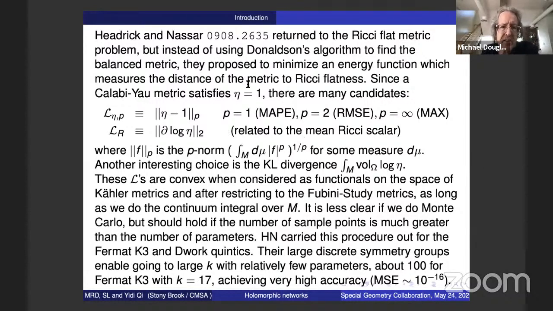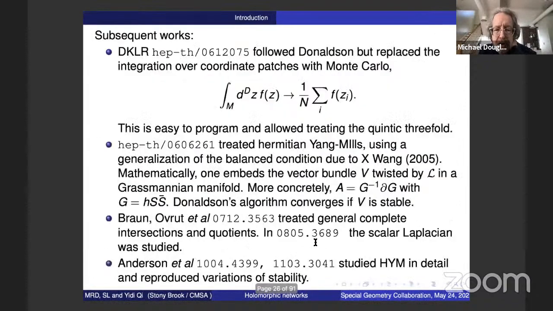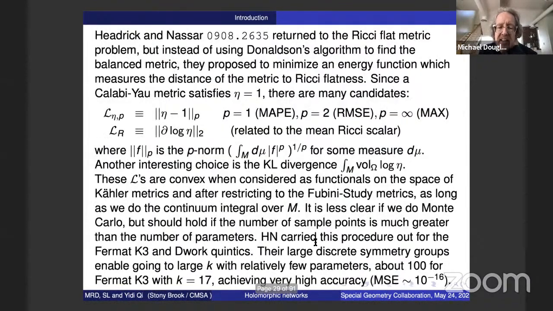And so then Headrick and Nassar looked at, again, these Fermat, Dwork, K3, and quintics. And the thing which allowed them to follow this very simple procedure, and true for almost all of this previous work, is that we are taking manifolds with a very large discrete symmetry group. And so you can much reduce the number of parameters. Of course, ultimately, the asymptotic growth as a power of k is the same, but the low order number of coefficients is very small. Even they got up to k equals 17 on K3, and there's still only about 100 coefficients. So this symmetry group really helps you.